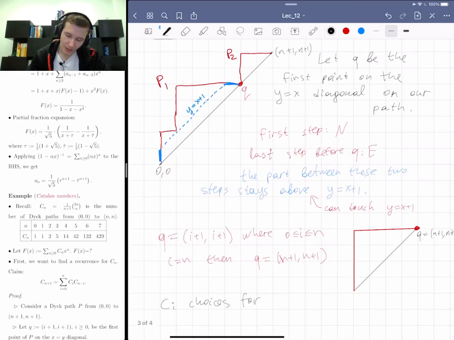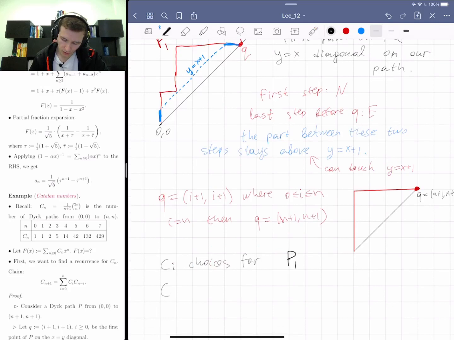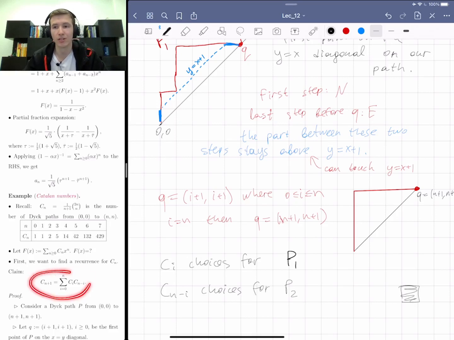Yeah. So the first step has to be up, because if it goes down, then it goes below the diagonal. The point is that there are Catalan many choices for the part of the path between the first step and the last step before Q, and Catalan many choices for the rest. So C_i choices for P1 and C_{n-i} choices for P2. And that's where you just sum over all i, and then you get the recurrence.